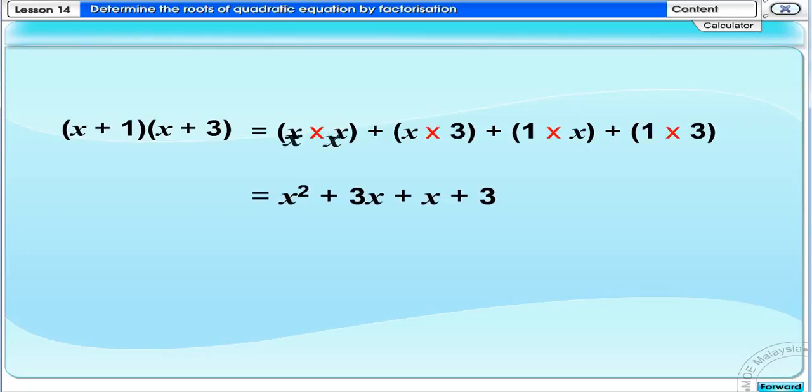Note that x squared results from multiplying the first terms of each expression. The middle term of 4x results from adding the product of the outside terms to the product of the inside terms. Finally, the last term of 3 results from multiplying the last terms of each expression.